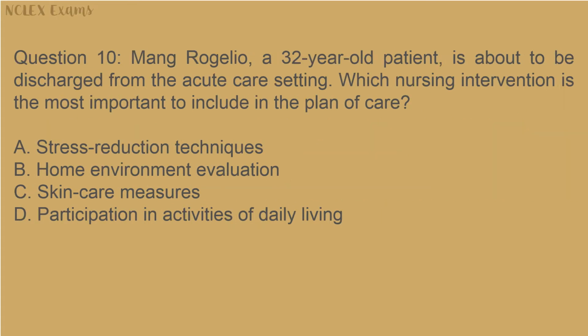Question 10. Mangargilio, a 32-year-old patient, is about to be discharged from the acute care setting. Which nursing intervention is the most important to include in the plan of care? A. Stress reduction techniques. B. Home environment evaluation. C. Skincare measures. D. Participation in activities of daily living.